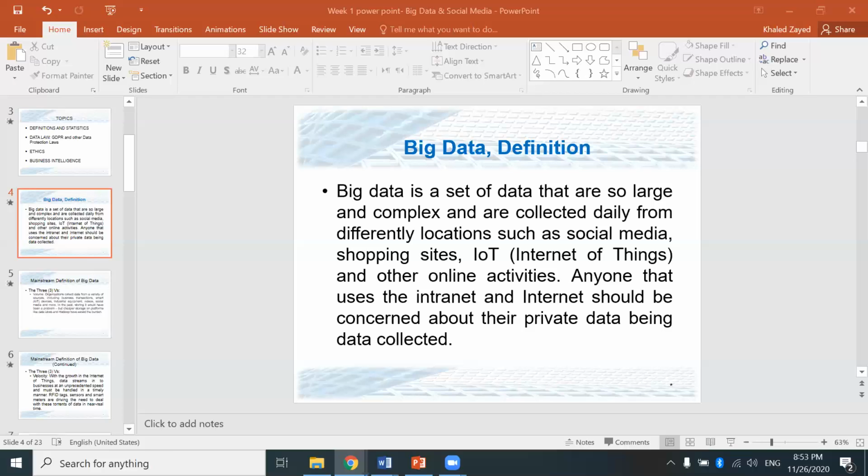And if you use internet or intranet and use social media, you should be concerned about big data privacy. A lot of the data gets collected out there. It gets analyzed and gets used by different companies to make profits, to make money. So again, basically, big data is a term that describes a large volume of data, and it describes structured and unstructured data. And we're going to be talking about the difference between the two.